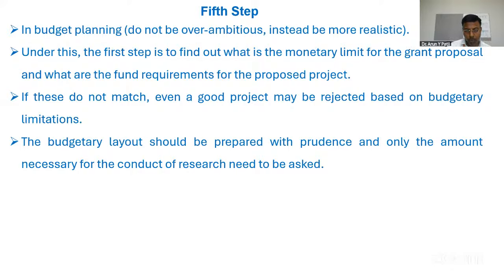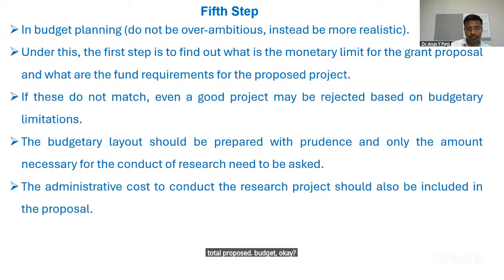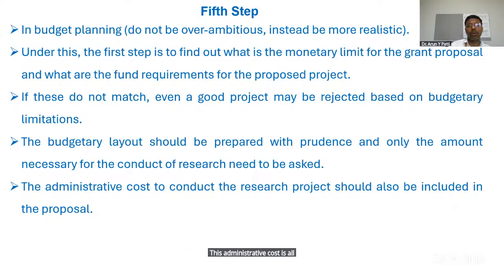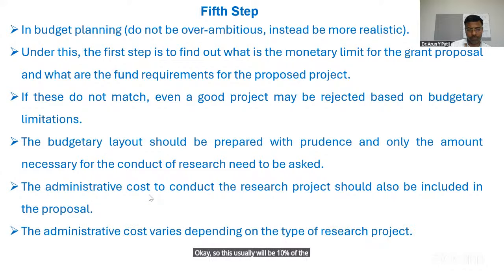Okay. The administrative cost to conduct the research project should also be included in the proposal. This administrative cost is all about how your institution would like to take that up. So this usually will be 10% of the cost. The administrative cost varies depending on the type of research project. As the funding, the grant increases, this value will also steeply increase.